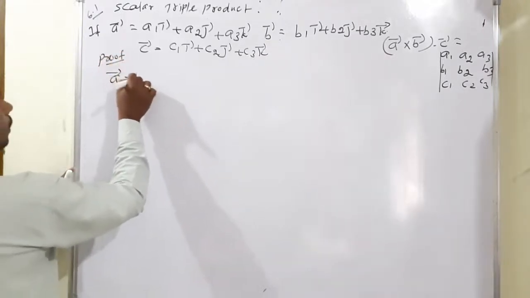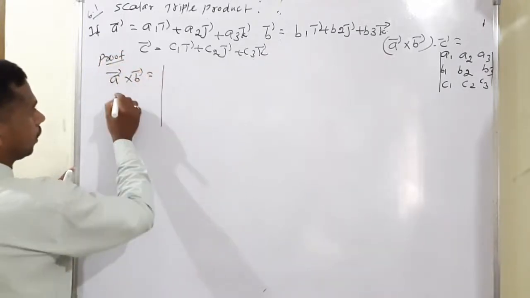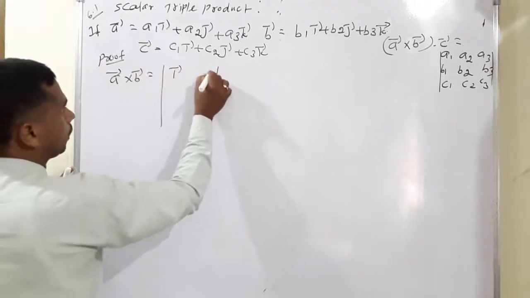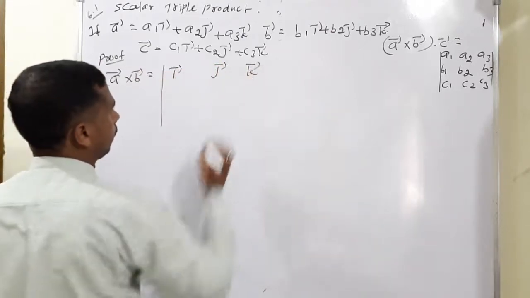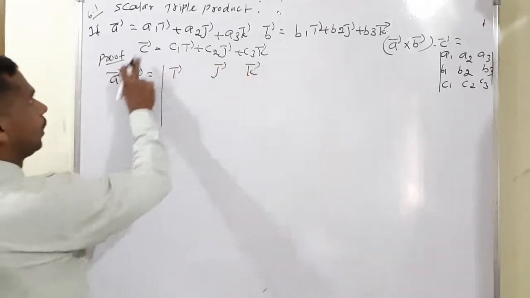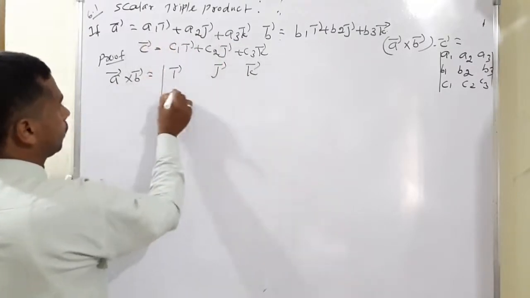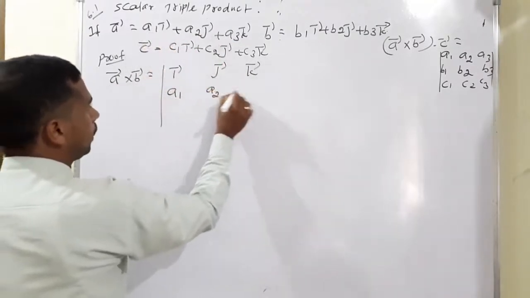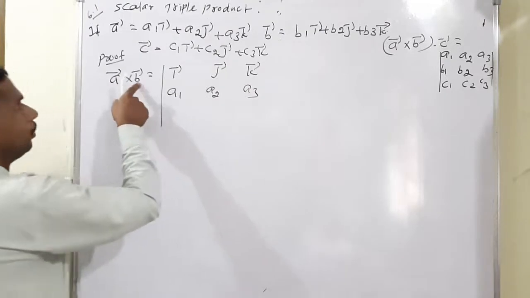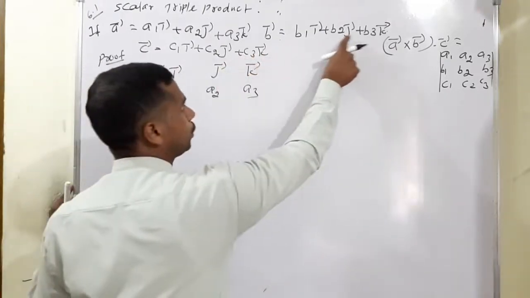Proof: a vector cross b vector first. Cross product means i vector, j vector and k vector. What is the meaning of a vector? a1, a2, a3. B vector means b1, b2, b3.